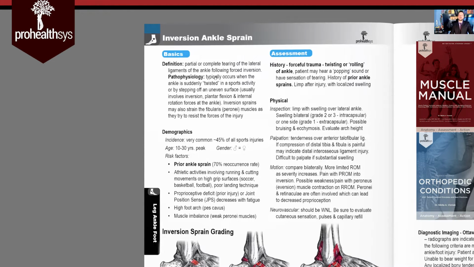So partial or complete tear of the lateral ligaments following forced inversion, or inversion and plantar flexion, is usually associated together. The inversion sprains may also strain the fibularis longus and brevis muscles, typically fibularis brevis, where it inserts onto the base of the fifth metatarsal, pardon me, not the head of the fibula. You have to really check for an avulsion fracture at that location, more common with more severe inversion sprains.